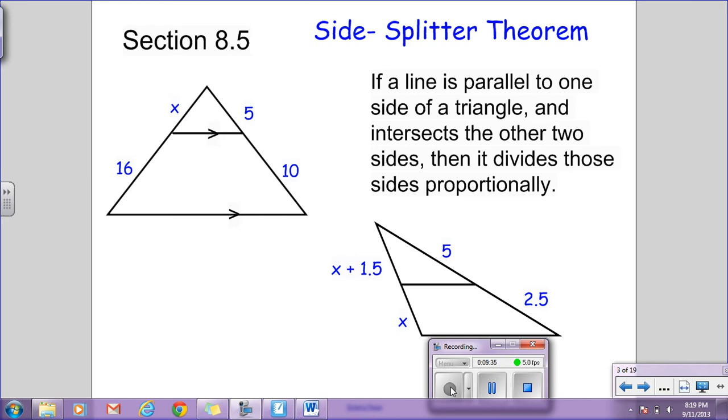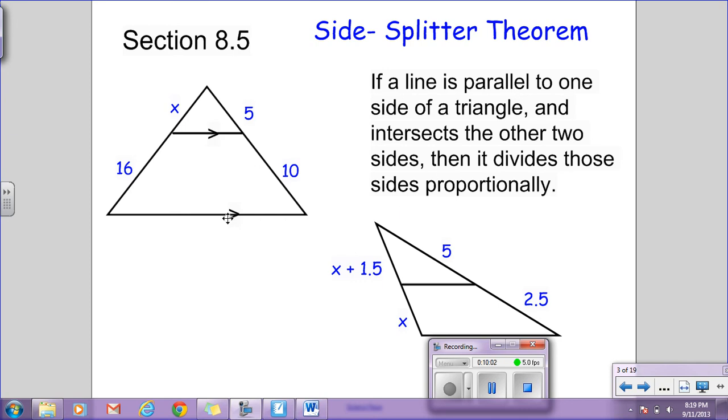Okay, so I hope you are able to get that. It says here the side splitter theorem is if a line is parallel to one side of a triangle. So here we go. We have a line here and it's parallel to this side. How do I know? Remember these little arrows? Those show that two line segments are parallel. And it says here, if a line is parallel to one side of a triangle and intersects the other two sides, then it divides those sides proportionally.